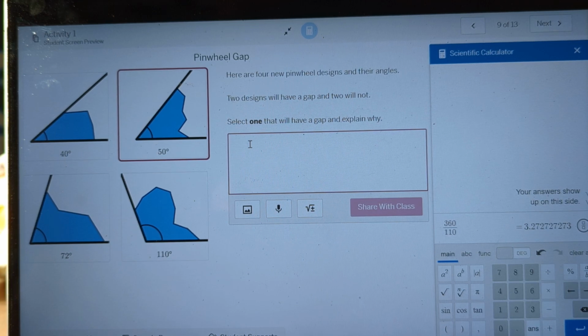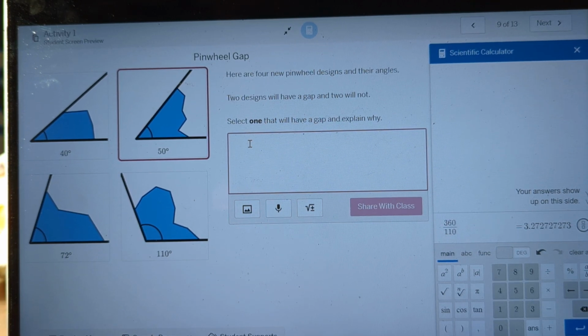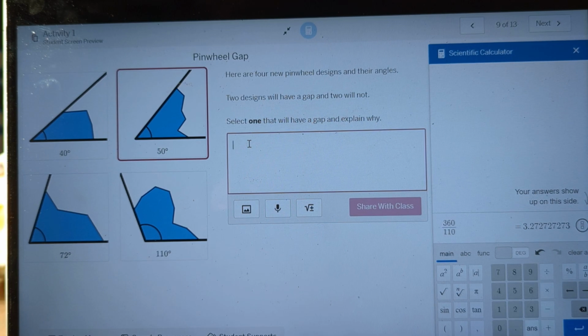And the way we know it was a gap is because we got a decimal for the number, which means we do not have a whole leaf. If we divide 360 by the degrees, we should get a whole number to show how many leaves we're supposed to have. All right, well, let's move on.